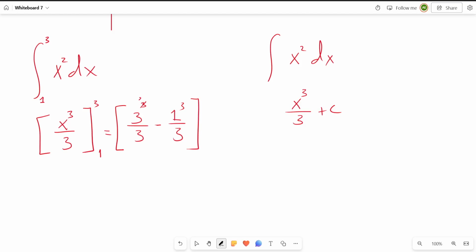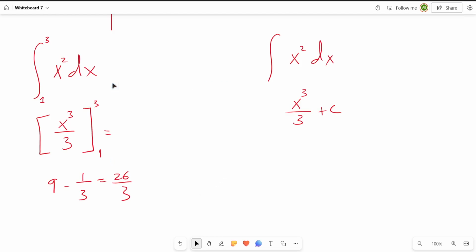So the 3 will cancel with this one, so 3 squared is 9. So this is equal to 9 minus 1 cubed is 1, over 3, so 9 minus 1 over 3 is basically 26 over 3. So my answer over here is going to equal, I can just neaten it up a little bit, 26 over 3.